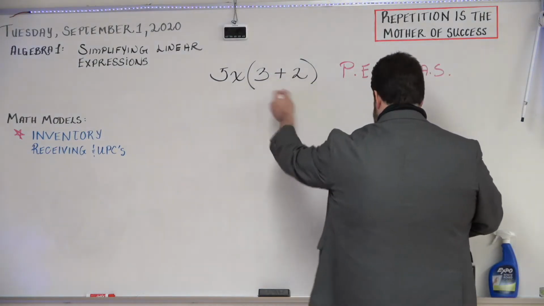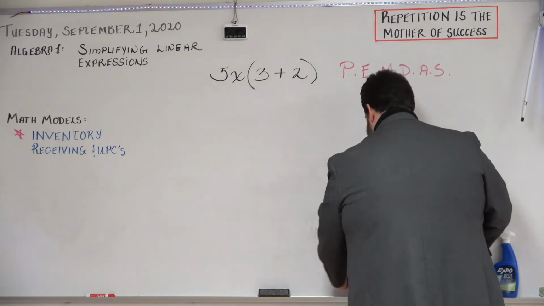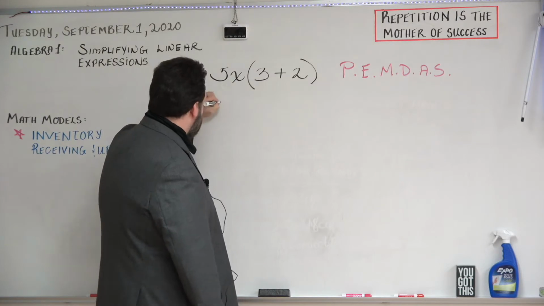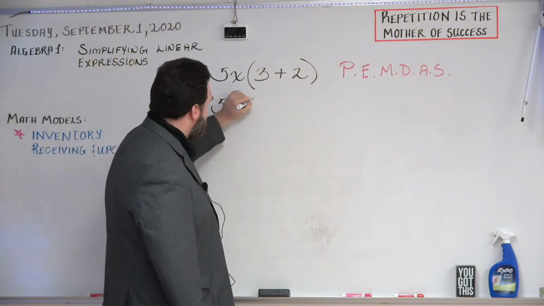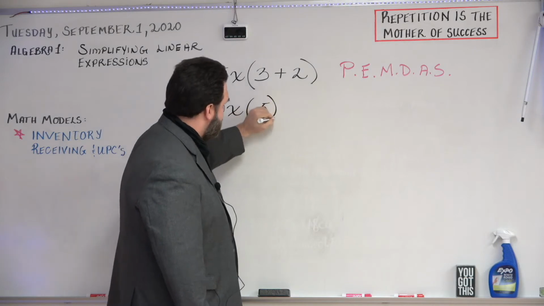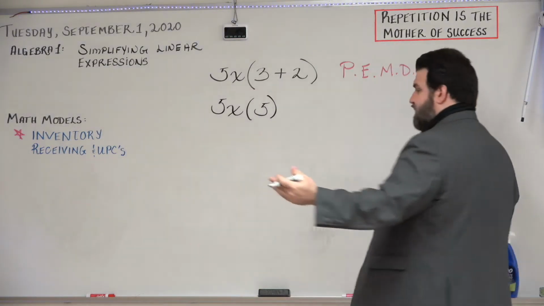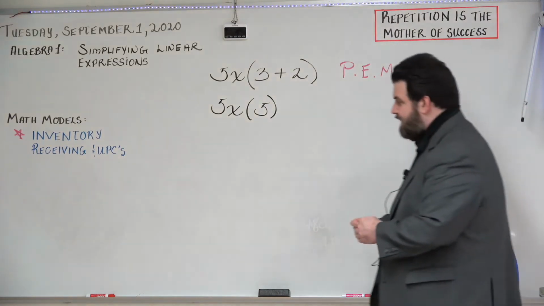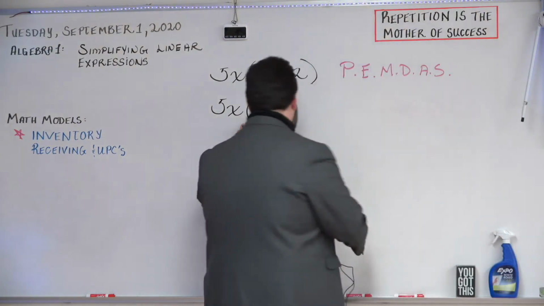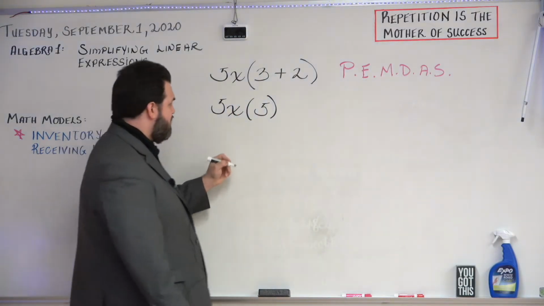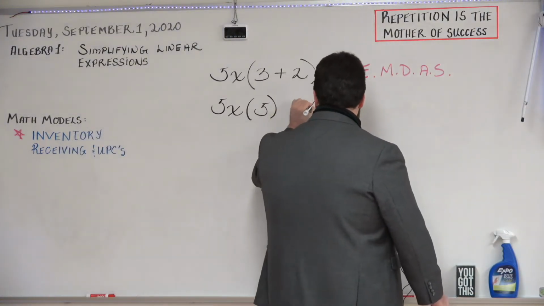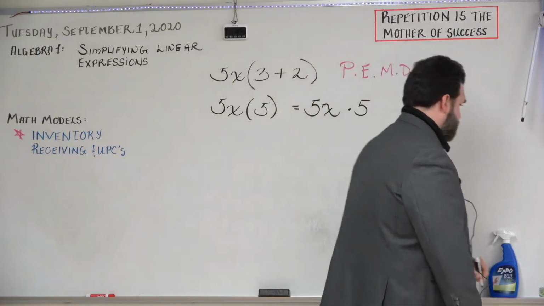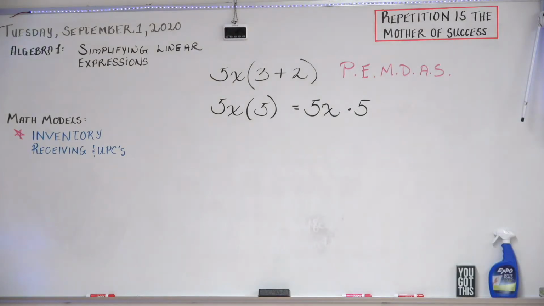So what's 3 plus 2? 5. So we're going to write a new line. Okay, so we're going to write 5x, open parentheses, 5. Okay, that was just addition. And now you're really not doing distribution either, because 5x parentheses 5 close parentheses, that's the same thing as saying 5x times 5, right?